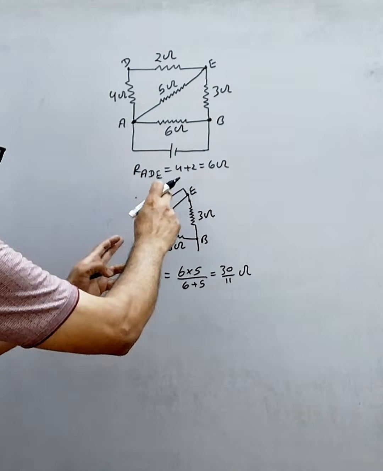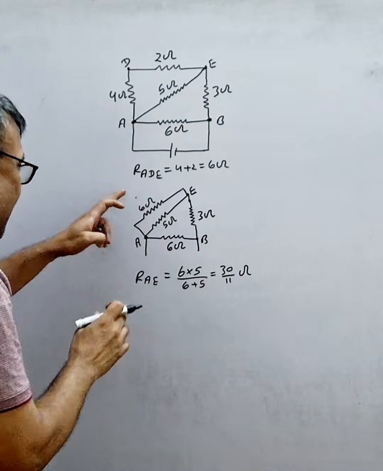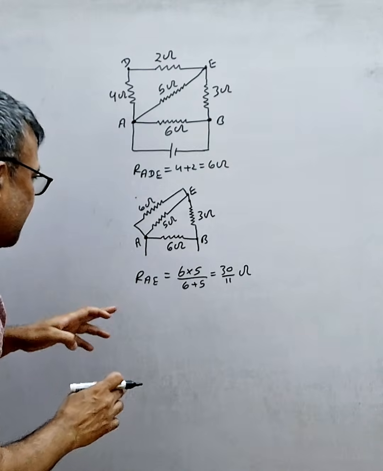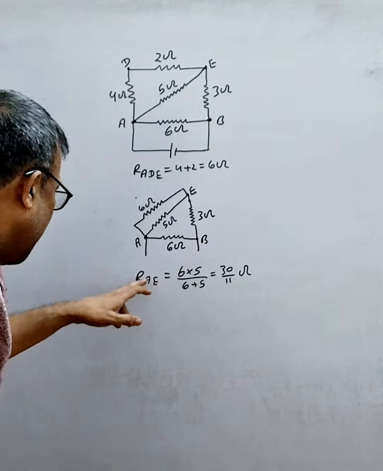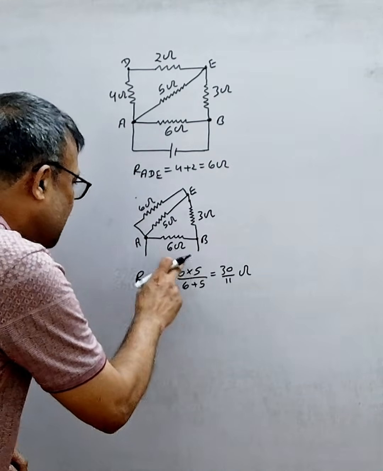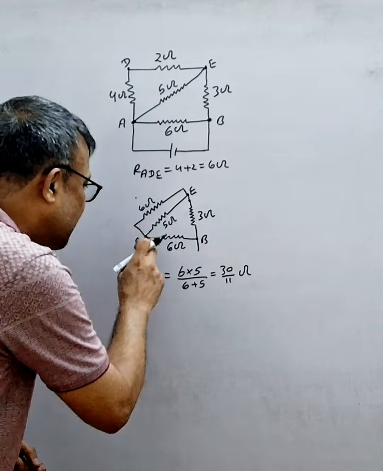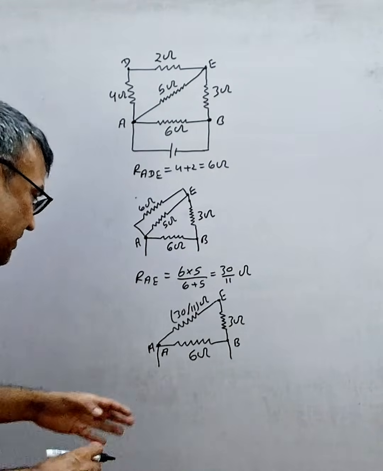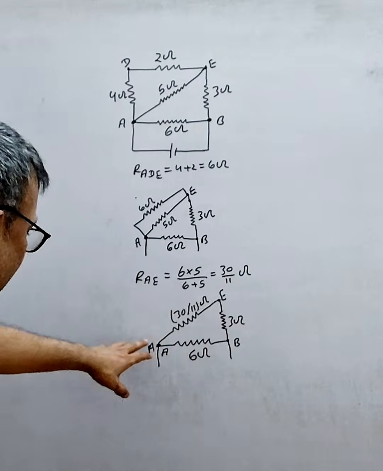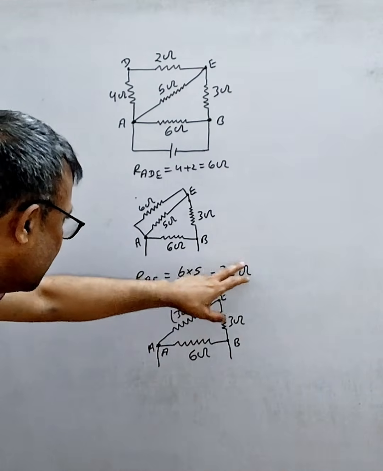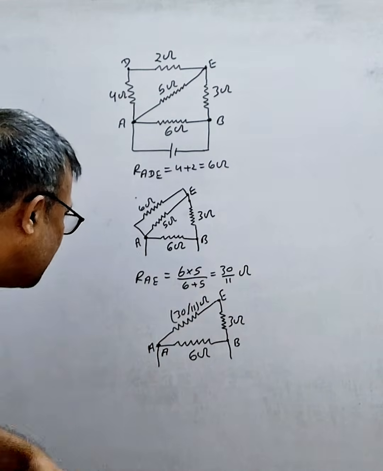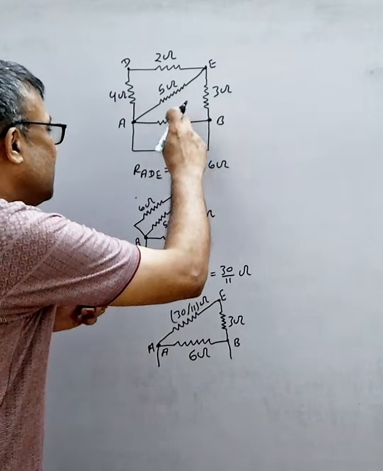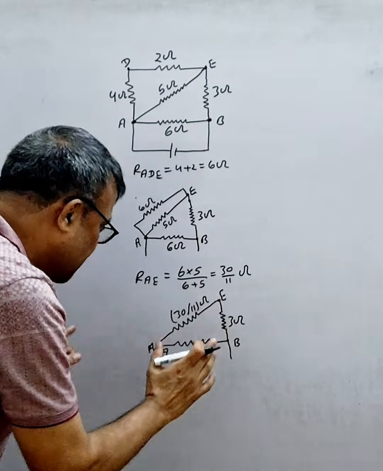Now the net resistance between points A and E will be the parallel combination of these two resistances. So the net resistance R_AE will be the product of these two resistances divided by the sum of these two resistances, which means 30 by 11 ohm. Now this is the new modified circuit diagram. Between points A and E, this resistance 30 by 11 ohm is connected, and the rest of the two resistances are connected in the same way.